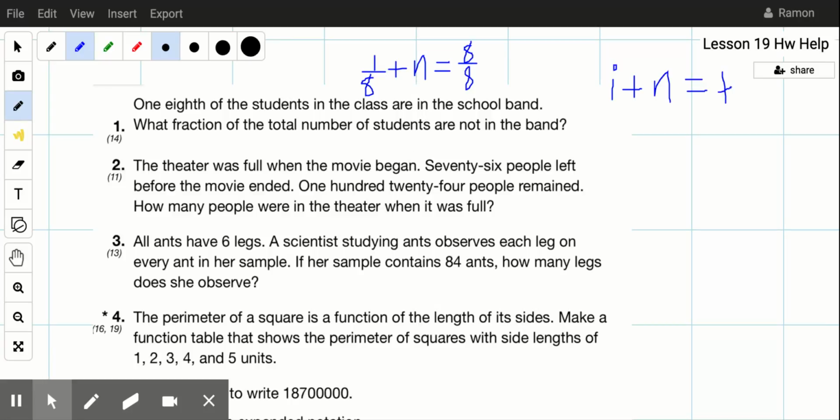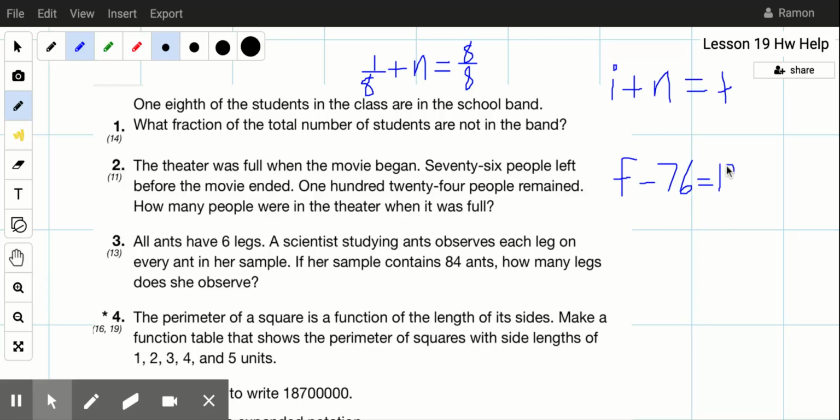Number 2, the theater was full when the movie began. 76 people left before the movie ended. 124 people remained. How many people were in the theater when it was full? So we start off with the full theater. We're going to subtract the people that left, which is 76. And then that's going to give us the amount of people left in the theater, which is 124.